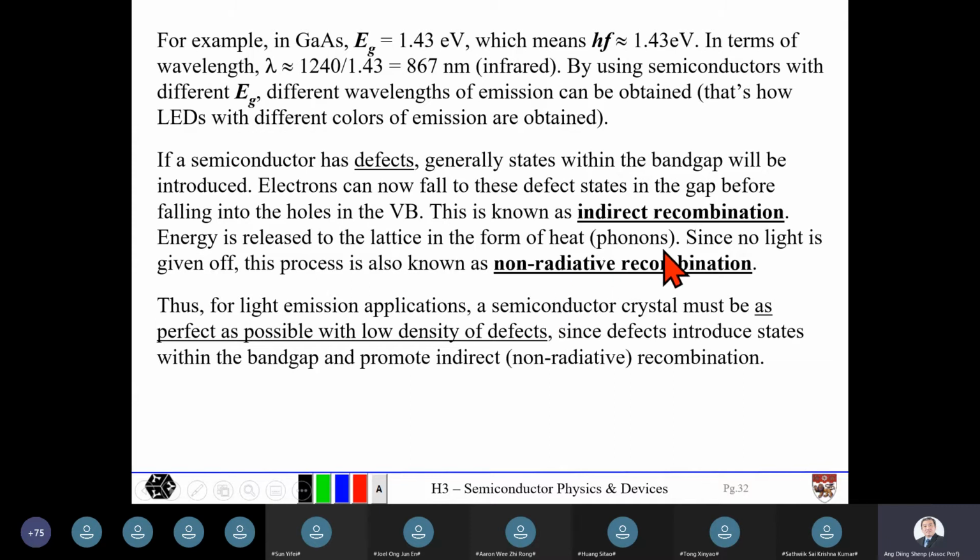So in fact, in the operation of an LED, one objective is to minimize the number of indirect recombinations and maximize the number of direct recombinations. So for light emission applications such as LEDs, the semiconductor crystal must be as pure or as perfect as possible, having the lowest possible density of defects. That is to minimize the non-radiative recombination events.